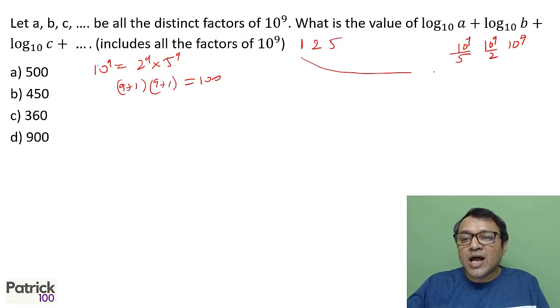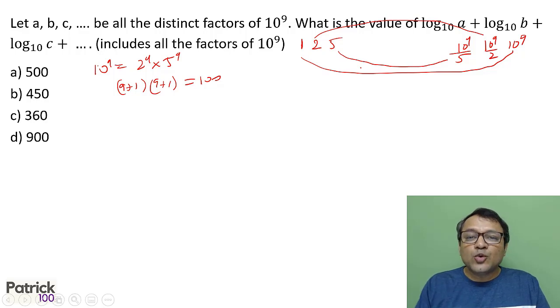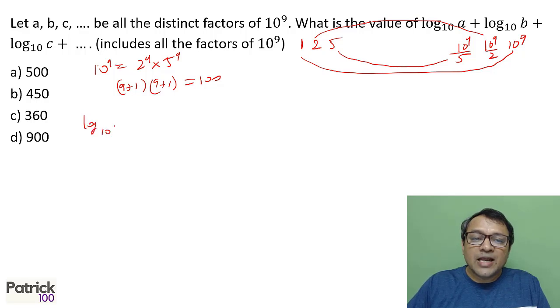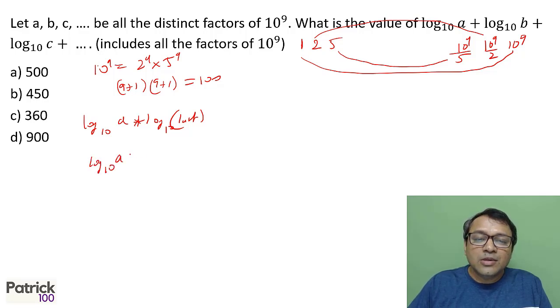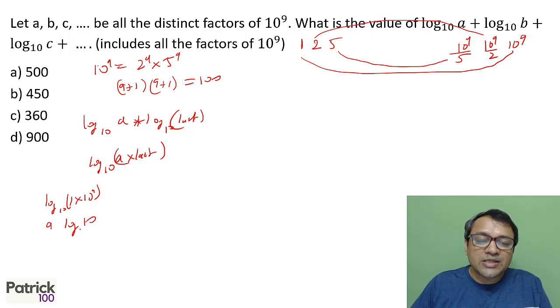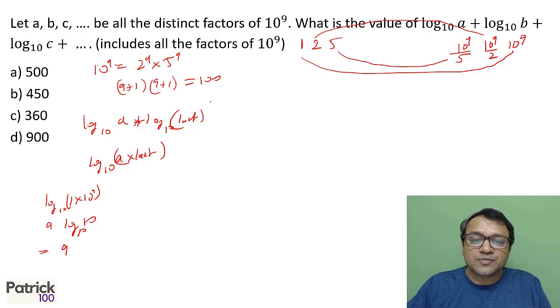So always, first and last multiplied give 10 raised to 9. Second and second last multiplied give 10 raised to 9. Third and third last multiplied give 10 raised to 9. So when you multiply two such terms, it becomes 10 raised to 9. That means log to the base 10 of the first term plus log to the base 10 of the last term, when you add them up, becomes log to the base 10 of first term into last term. So in this case it becomes log to the base 10 of 1 into 10 raised to 9, which becomes 9 log 10 to the base 10, which is 9, for the first and last.